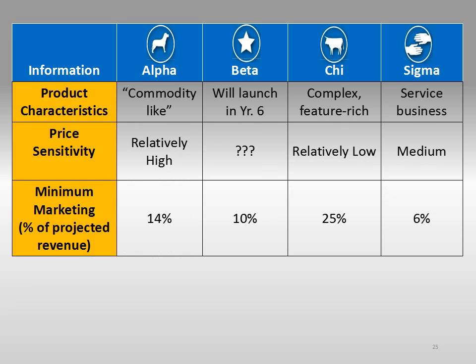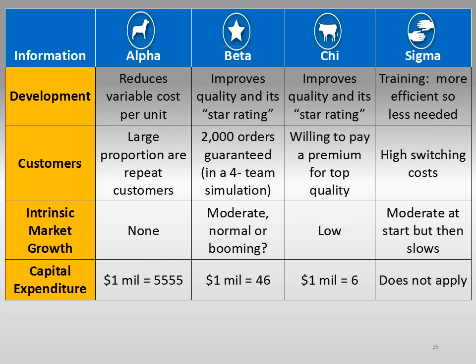These next 2 charts, I hope, will be a useful way to summarize everything that I've said so far. You can see the 4 products in terms of their product characteristics, price sensitivity, minimum marketing, and on the next slide, we have development, customers, intrinsic market growth, and capital. And I think it would be worth pausing on these slides as a good reminder of the key characteristics of these products.